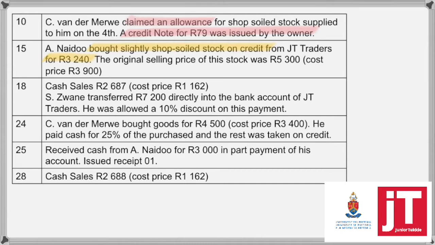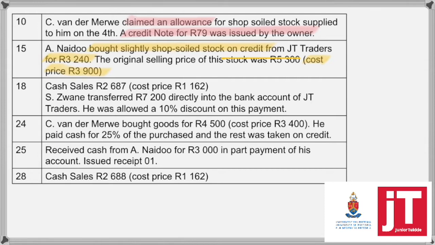Naidu bought shop soiled stock on credit for 3,240 Rand. That's the invoice amount, 3,240. The original price was 5,300, but that is irrelevant because we are now selling it marked at 3,240. We're selling it at a discount, so the original selling price is technically irrelevant in this transaction. The cost price is still 3,900 Rand. It's not going to change all of a sudden. That is what you bought it for, and that price is fixed. The cost price does not change, even if you sell it at a discount.